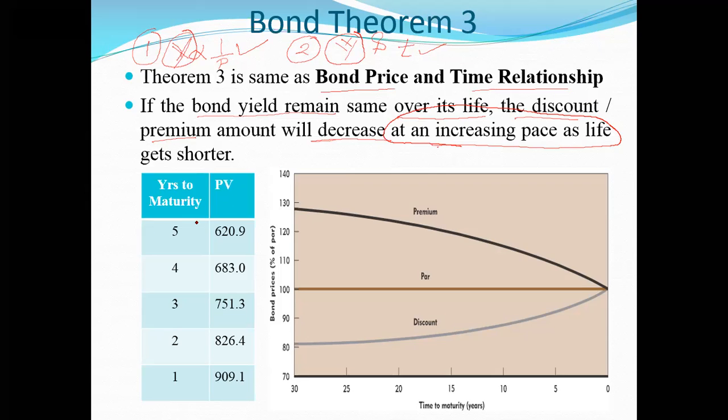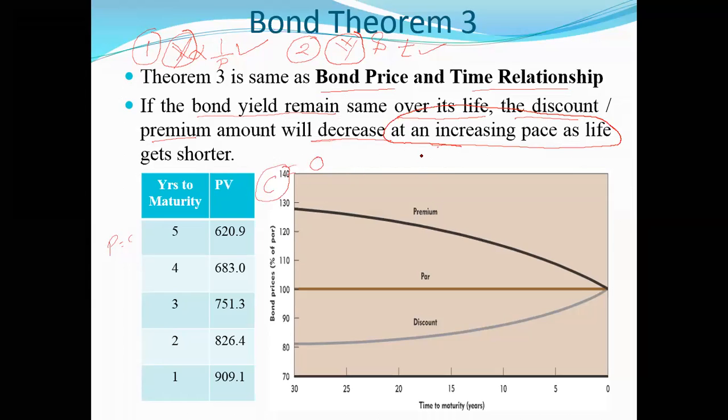Now, again, how did I arrive at this particular value? Very simple. I used the same formula: P is equal to C into bracket present value interest factor annuity plus M into present value interest factor. The same formula I have used. Only thing is, here I don't have C. Coupon rate is not given, so I will assume the coupon rate as zero.